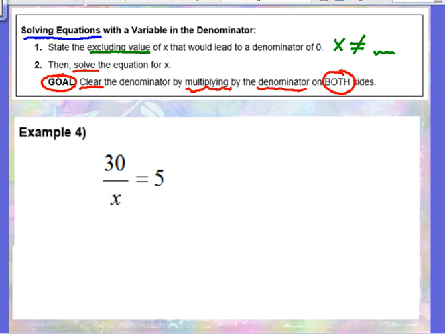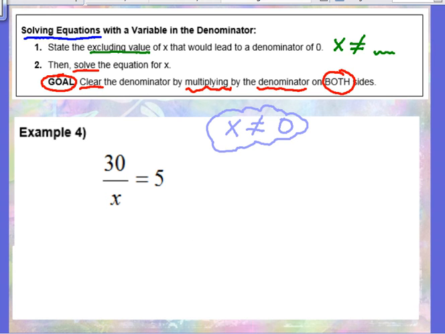Let's take a look down below. Let's state our restriction. So what is x not allowed to be equal to? Look at your denominator. So let's write it up here. X cannot be 0. If it were, the denominator would be 0, and we don't want that to happen.